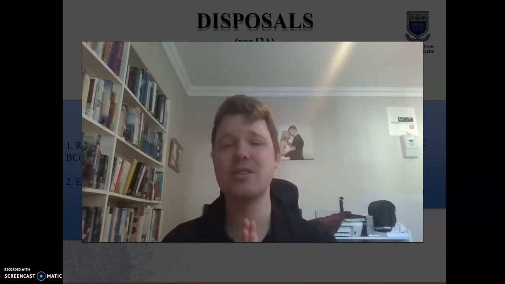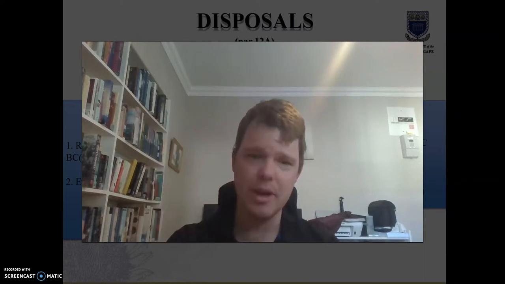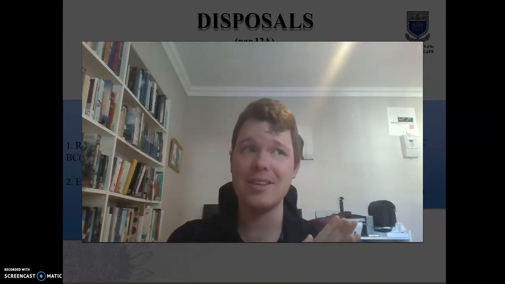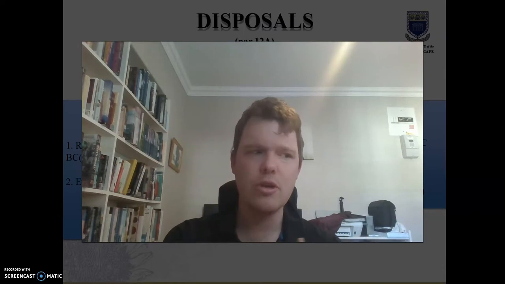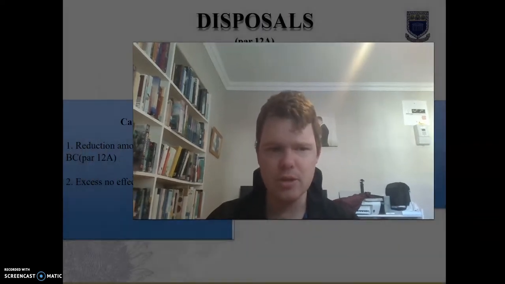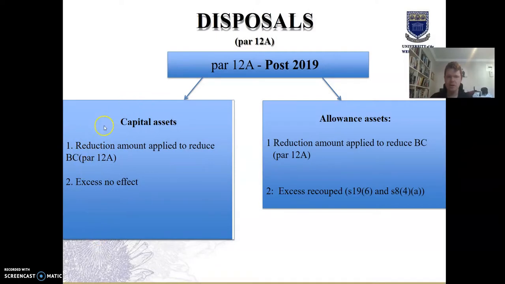For an asset which doesn't receive any allowances, you can reduce the base cost, and obviously that base cost is going to be equal to what you paid for the asset. So if you're going to ever reduce this debt, the most it could ever be reduced by is the base cost. So when you look at this option here, there's no way that the reduction amount would ever be bigger than the base cost because there's no allowances. Your base cost is going to be equal to what you paid, and the debt reduction can't be more than what you paid. Okay, so there's not really a possibility for there to be an excess.